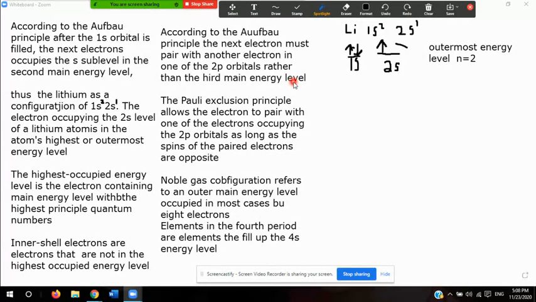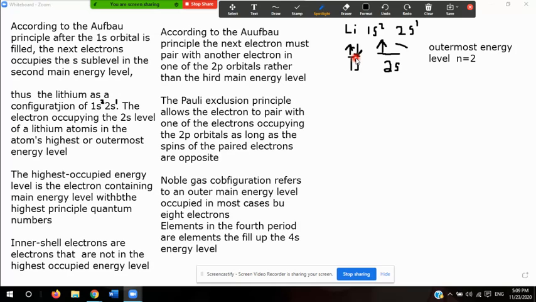So first of all, the outermost energy level is the energy level that has the final electron. In the case of lithium, which has an electron configuration of 1s2 and 2s1, this one, which is a superscript that represents the number of electrons in the orbital, is the outermost electron because it's the electron in the highest possible quantum number, which in this case would be 2. And the 1s2 electrons we call the inner shell electrons, because they are electrons that are not in the highest possible occupied level.